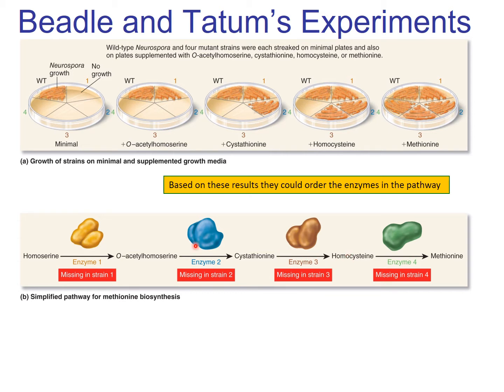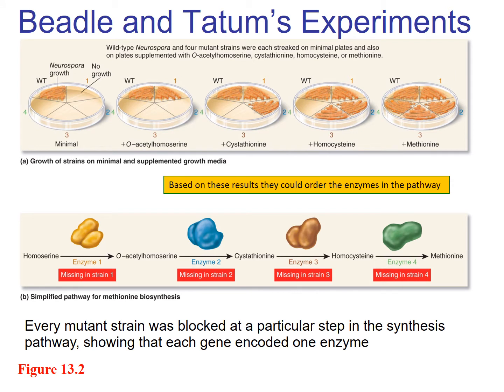So in doing this, we could determine that the first enzyme was needed to make O-acetylhomoserine, the second one to make cystathionine, the third one to make homocysteine, and the last one took this and converted it to methionine. So they determined that every mutant strain was blocked at a particular step in the synthesis pathway, showing that each gene encoded one enzyme.